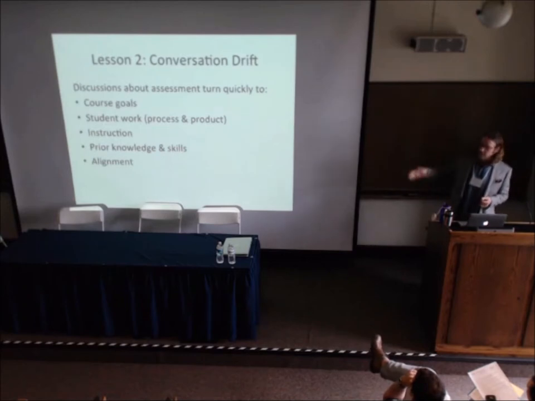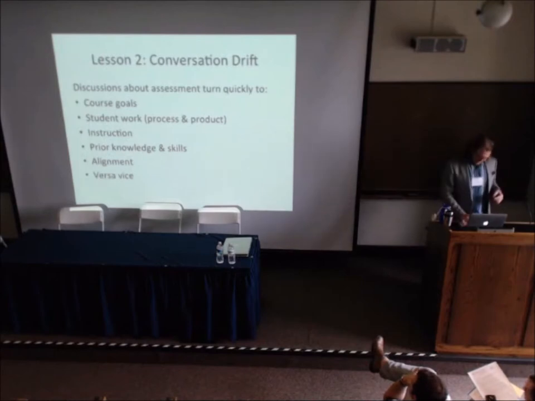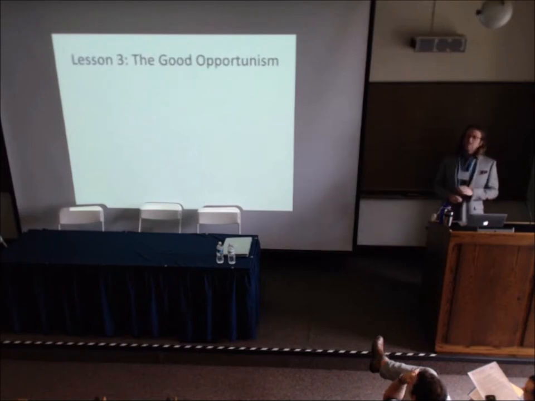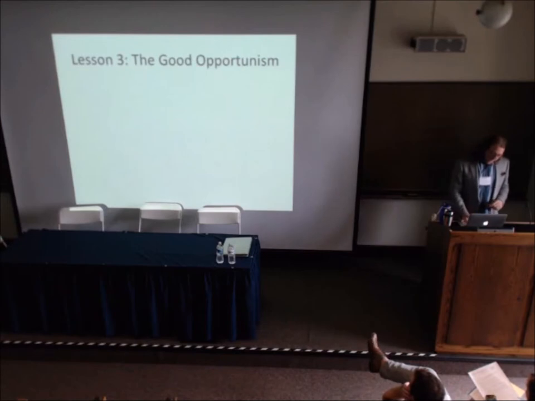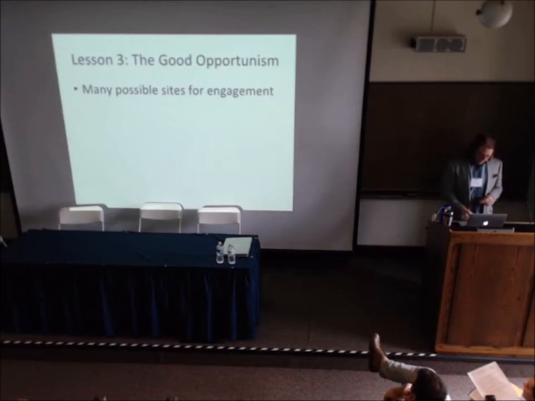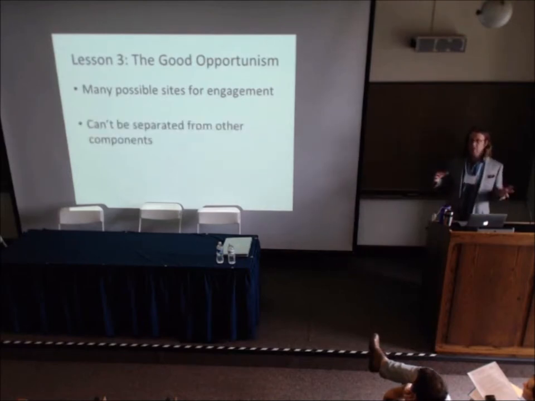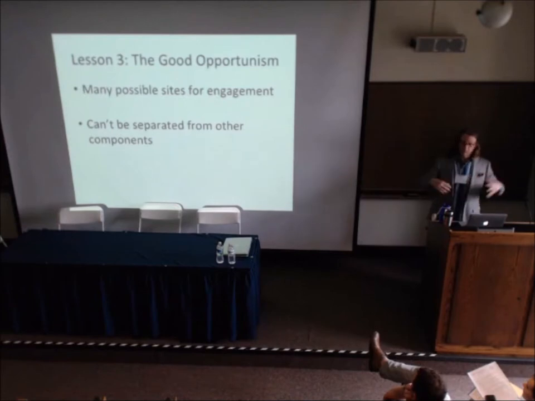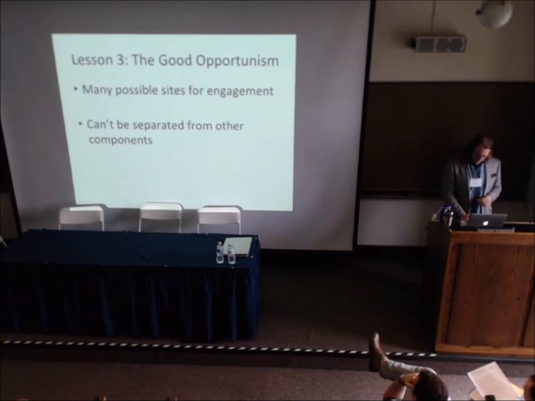And then alignment, right, is the big one of trying to get all this stuff to work together. And vice versa, because, also building on the last bit, what I like to call lesson three, the good opportunism. Opportunism has such a bad name. There are so many different possible sites for engagement around these big issues, assessment, and our various rebrandings. And you can't separate the components, right, because the conversation slides around and we start off talking about the course goal and we wind up on what do we think students are coming in with.